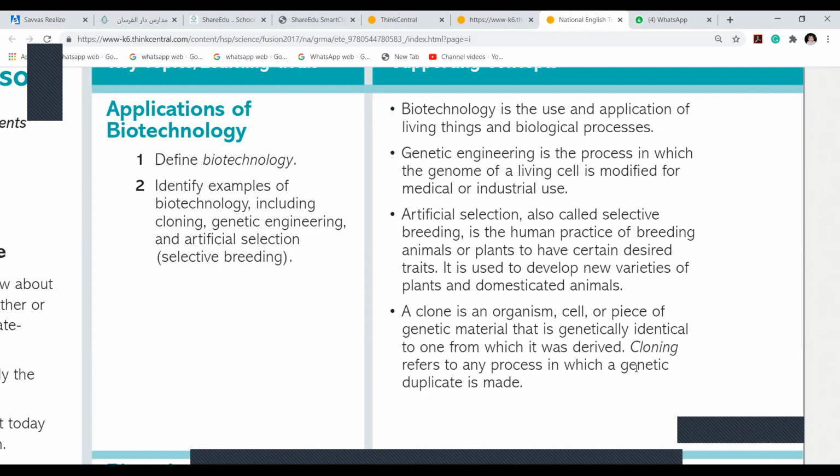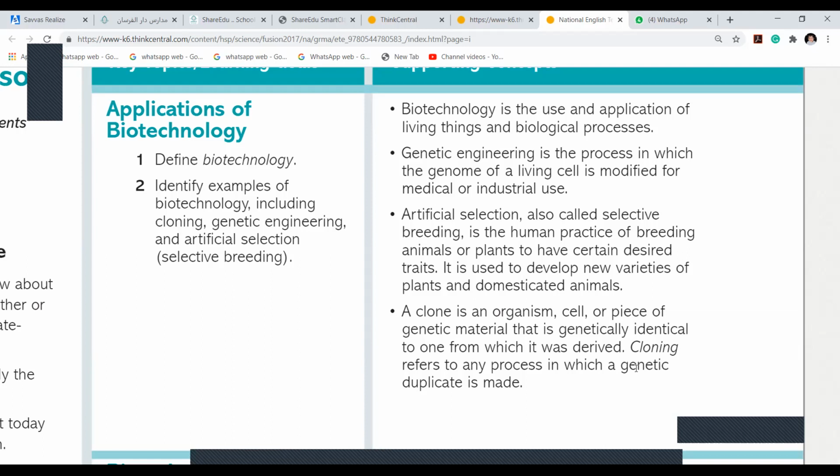Now coming to artificial selection, or selective breeding, what is it? Maybe I am practicing on animals or plants. I take different kinds of plants, and a new plant comes with a beautiful color, something very new, never seen before. That is called selective breeding or artificial selection. New varieties of plants and domesticated animals. Maybe we haven't seen a cat of that color before, and we try to introduce it, not by painting it, but by genes.